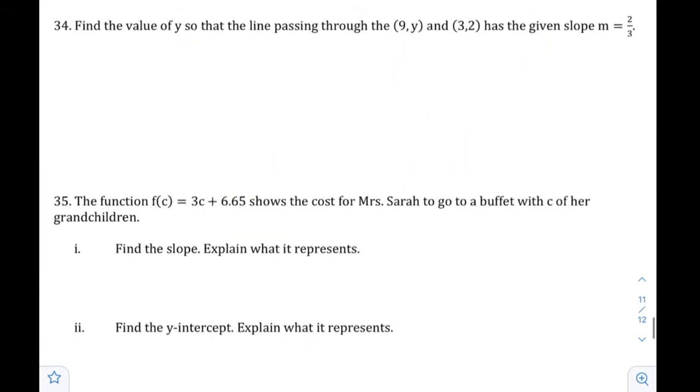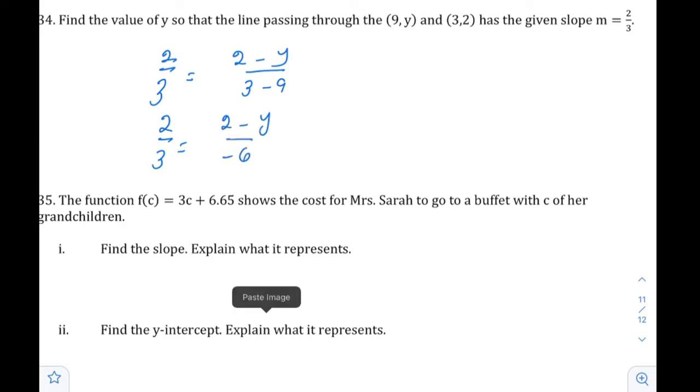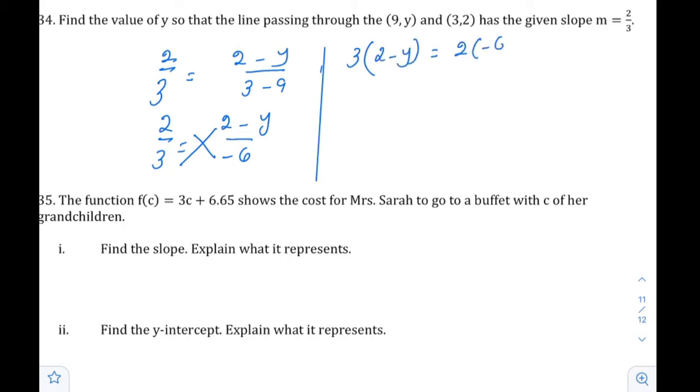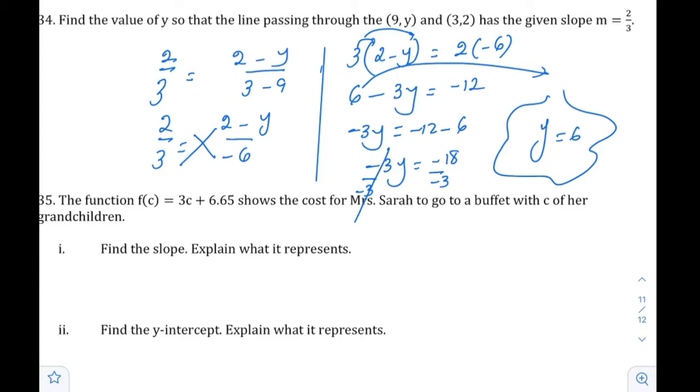And there is another example here. You can try it alone. I'm working with you now. So you should have the same value, y equals 6.